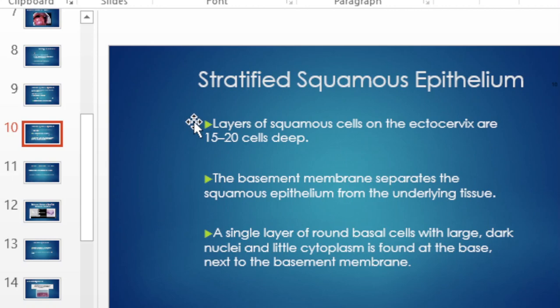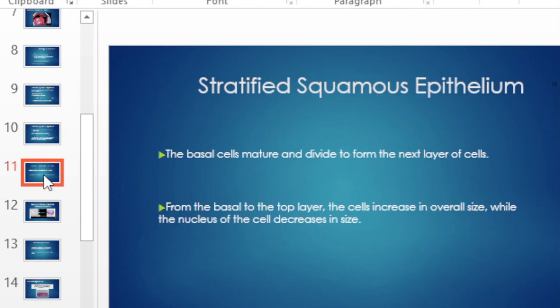Layers of squamous cells on the ectocervix are 15 to 20 cells deep. The basement membrane separates the squamous epithelium from the underlying tissue. So the basal cells mature and divide to form the next layer of cells. From the basal to the top layer, the cells increase in overall size, while the nucleus of the cell decreases.